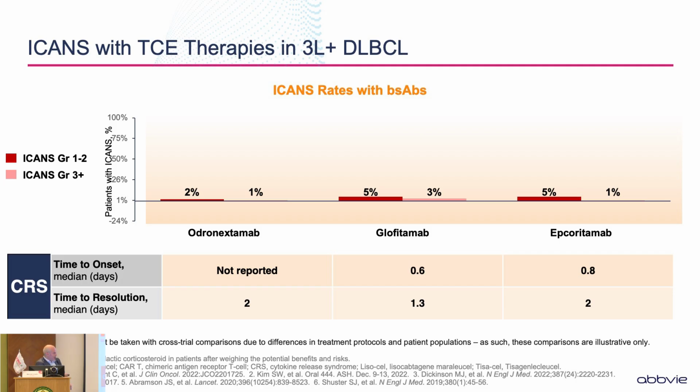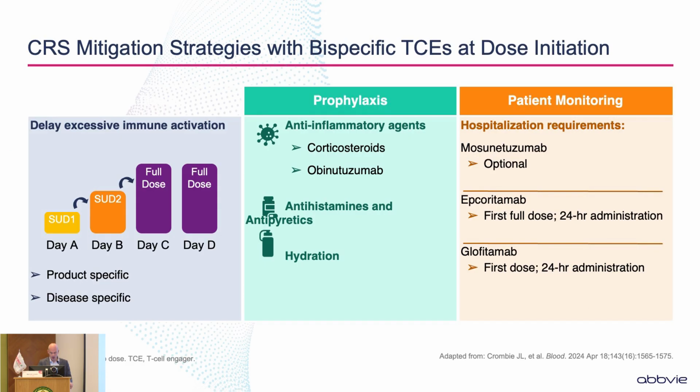You can see that, again, if it does occur, it happens relatively quickly after that first full dose and tends to resolve quite quickly. So ICANS has been reported in bispecific studies, but at very low rates, and it's very rare to be greater than grade 1 or 2. All of the bispecific antibodies have mitigation strategies in place in order to reduce the risk of particularly cytokine release syndrome.